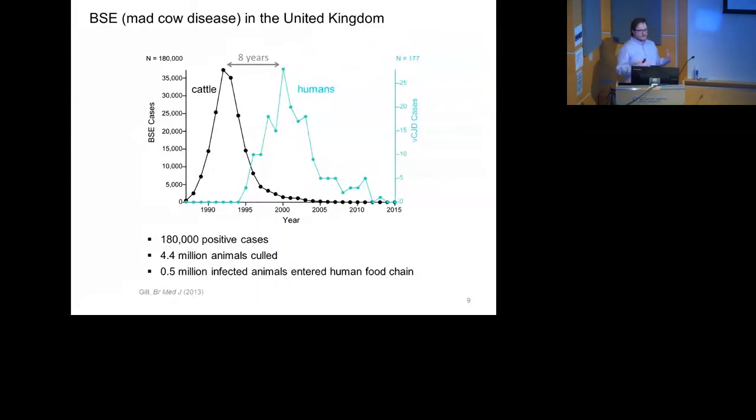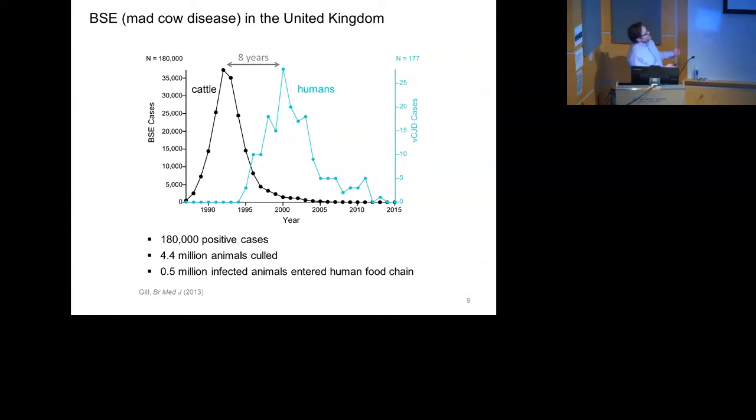So just a little background. Before there was mad cow in Canada, the biggest mad cow crisis in the world was definitely in the United Kingdom. And so basically, this gives an example of the effects of prion getting into the food system. There were up to 180,000 positive cases in the United Kingdom in their cattle population. So basically, they had to cull their entire cattle population, and it's estimated that 500,000 infected animals may have entered the food chain.